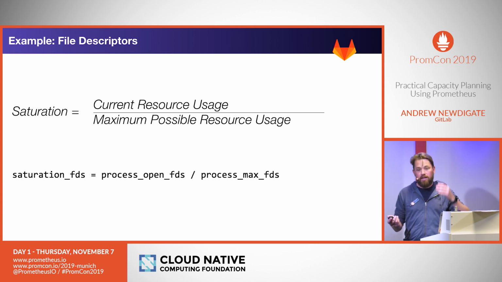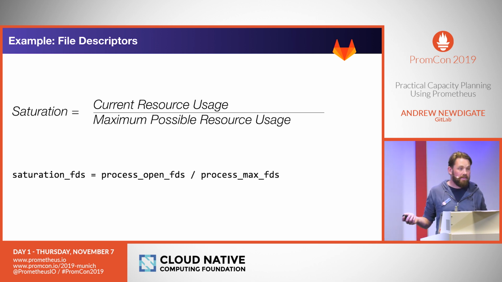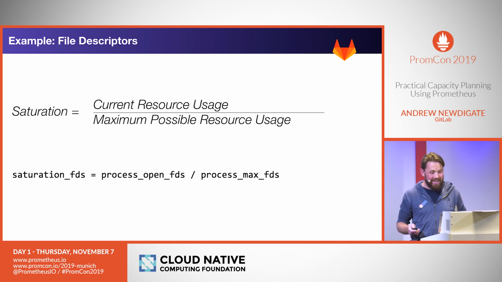A fairly straightforward example is file descriptors. In one of the earlier talks, someone spoke about running out of file descriptors. That's another classic resource utilization problem. Each process in a system has a limited number of file descriptors, and if you run out, then your application will start failing in really horrible ways.